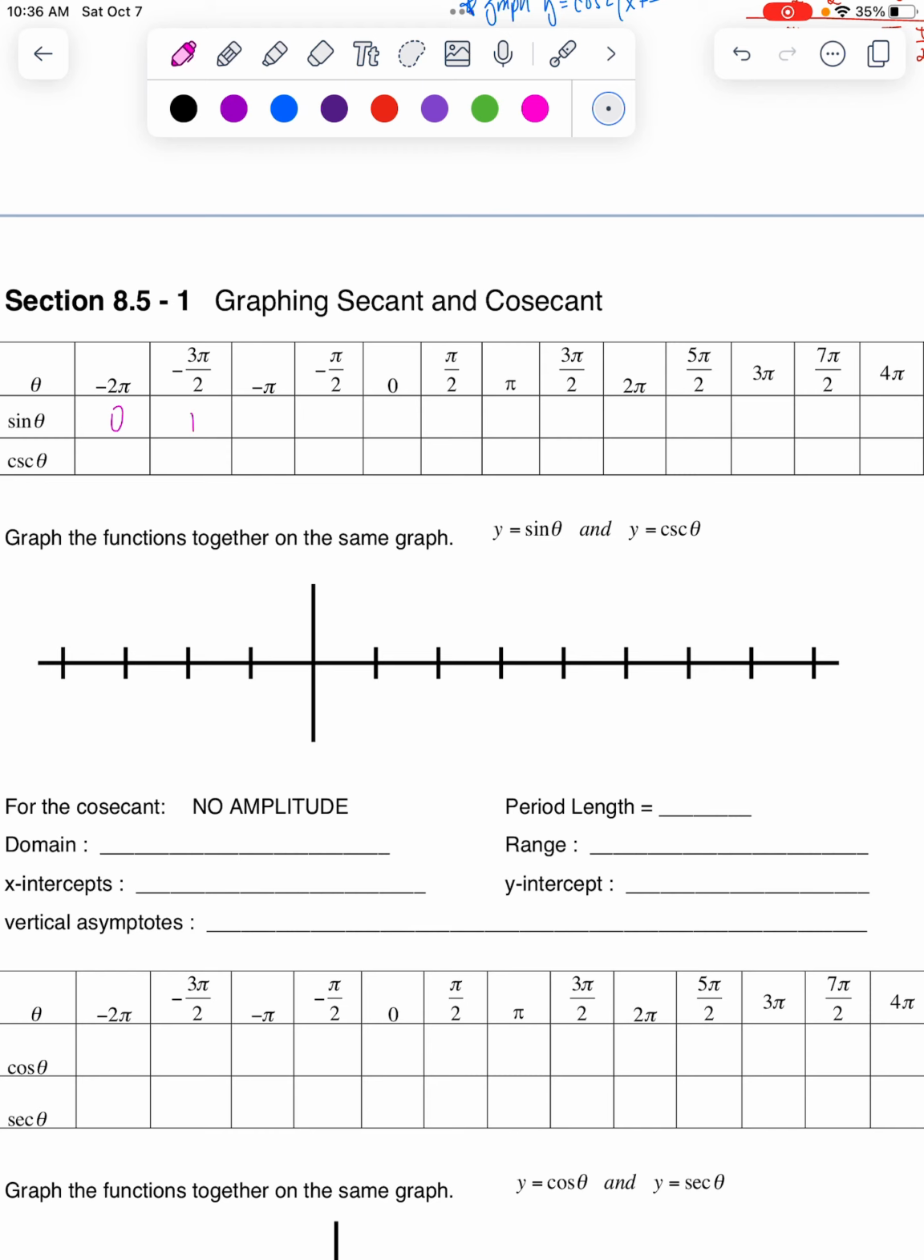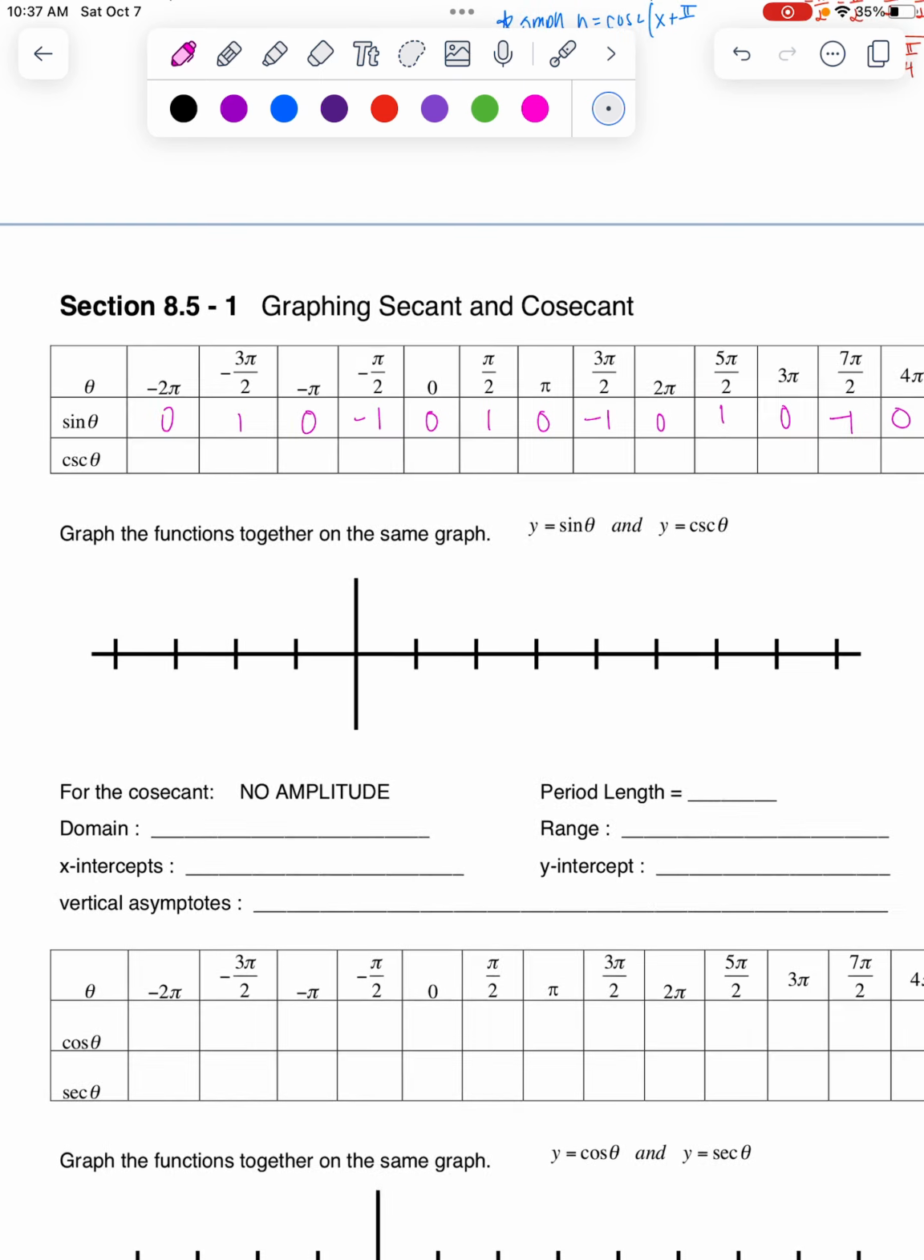Sine of negative pi is 0. Sine of negative pi over 2 is just negative 1. Sine of 0 radians is 0. Sine of pi over 2 is 1. Sine of pi is 0. Sine of 3 pi over 2 is negative 1. Sine of 2 pi is 0. Sine of 5 pi divided by 2 is 1. Then 0, negative 1, and 0. I just took all those thetas and plugged them into my sine function.